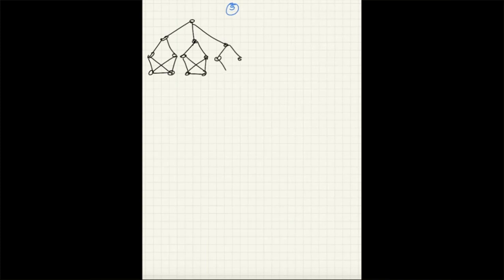But you can play around, and for example, I can build a graph like this. This is a graph gamma that is 3-regular. Every vertex has degree 3, and it has 16 vertices. But I claim that gamma has no perfect matching.